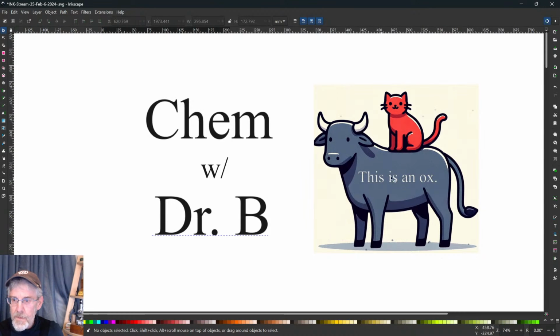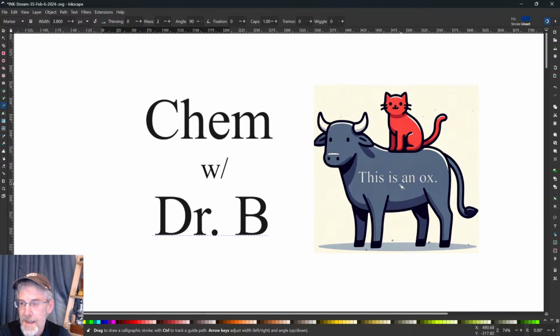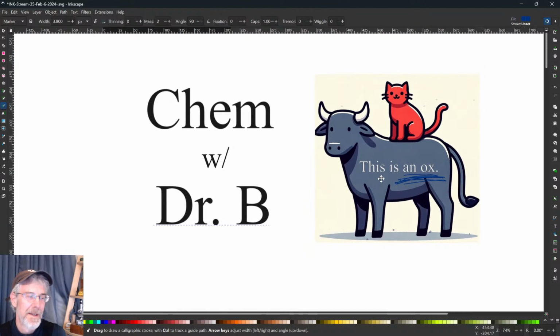So has anyone figured out why there's a red cat sitting on an ox? One of the clues is that it says this is an ox. All right, so we'll talk about this later, but it does have to do with anodes and oxidations and reductions and cathodes. So we'll go back to our red cat on a blue ox.